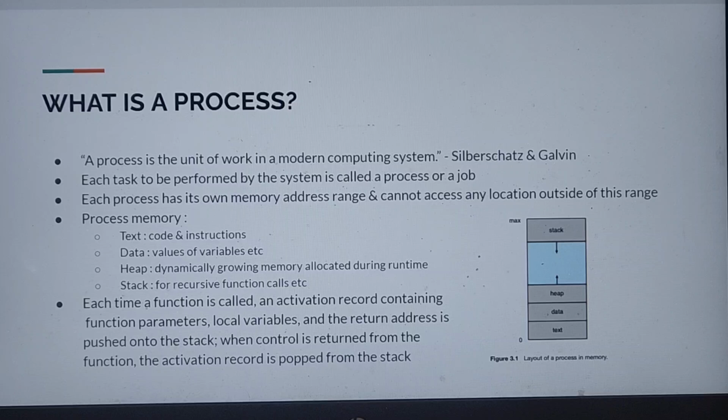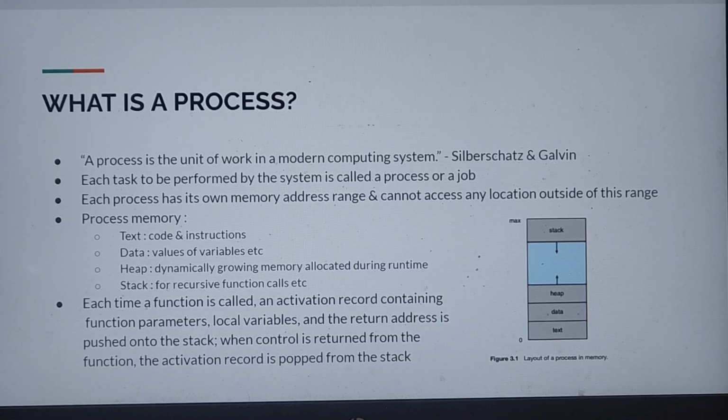The key takeaway I want you to have from this slide is that every individual task a computer performs is called a process. Every process has a range of memory addresses which it is allowed to access. Outside of those addresses, it should not be provided access to any other memory location. Within those allowed addresses, we have 4 subsegments: text, which stores the code and instructions; data, which stores the values of the variables; and heap, which is dynamic memory allocated during runtime for anything you might want to store while the process is being executed, and the heap gets deleted as soon as execution is complete.